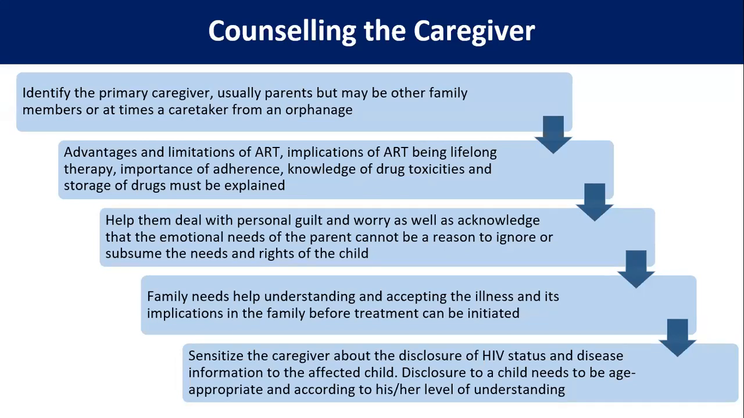Many times, the caregivers, if they are parents, might themselves be suffering from depression and may be indifferent to the treatment of their child. In such a case, we may arrange for one or more other people as the child's primary caregiver. And the family needs to understand and accept the illness and its implications in the family before treatment can be initiated. This preparedness counseling, identifying the primary caregiver and caregiver counseling are prerequisites for the initiation of ART.